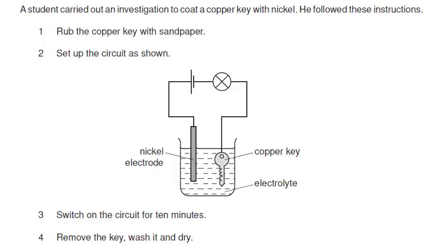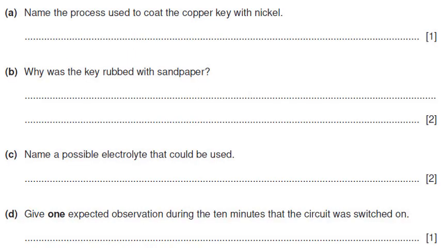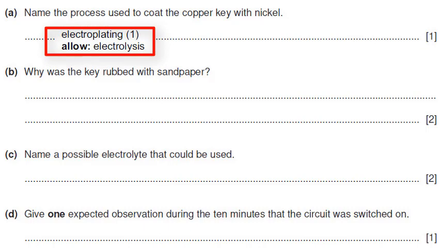How to electroplate a key. A student carried out an investigation to coat a copper key with nickel. He followed these instructions. He rubbed the copper key with sandpaper, and this is for cleaning issues. And then he set up the circuit as shown, switched on the circuit for 10 minutes, and then he removed the key, washed, and dry. So what are the following questions? The first question, A. Name the process used to coat the copper key with nickel. Of course, it's electroplating.